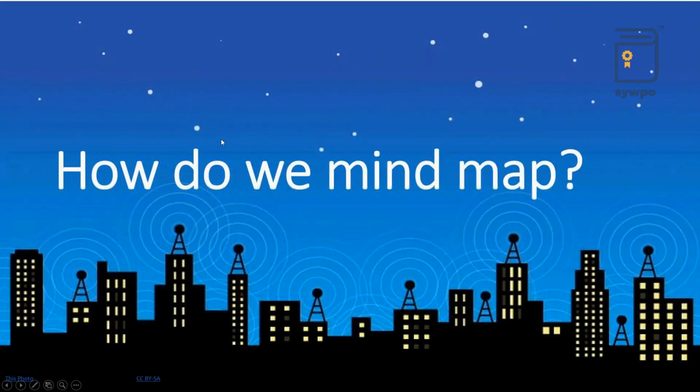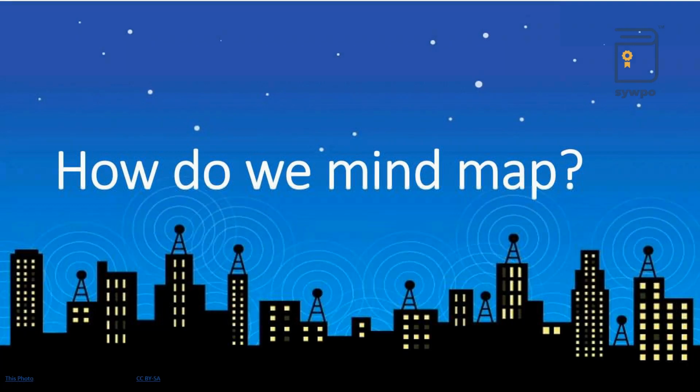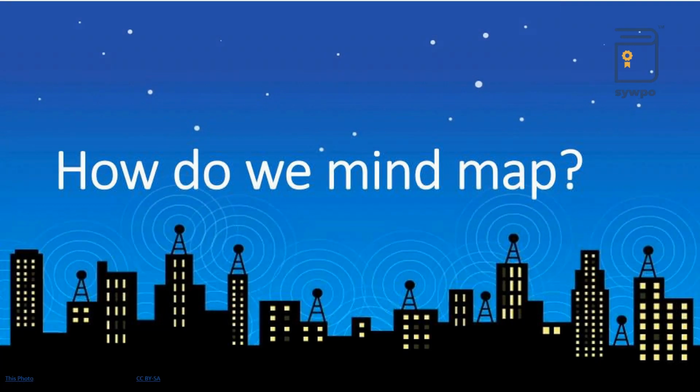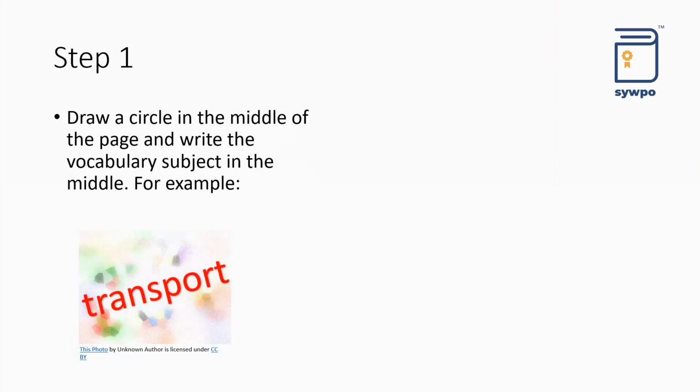Now, how do we do mind mapping? It's a process and we have to see how we do it. I'm sure by now you already know how we do it, but I will still show you. Draw a circle in the middle of the page and write down the vocabulary subject. This is the important part, in the middle.